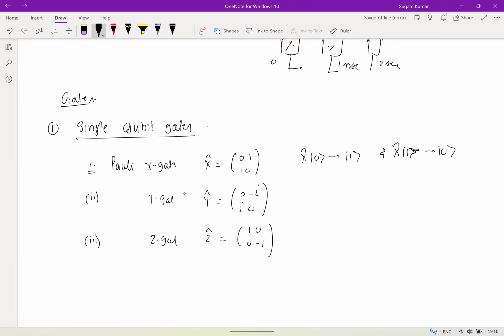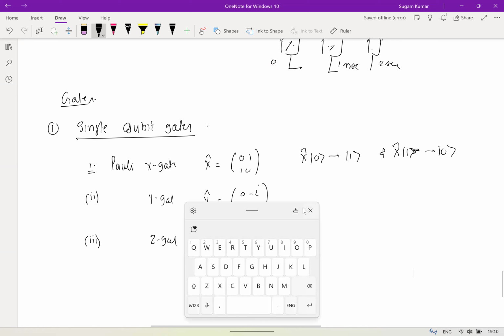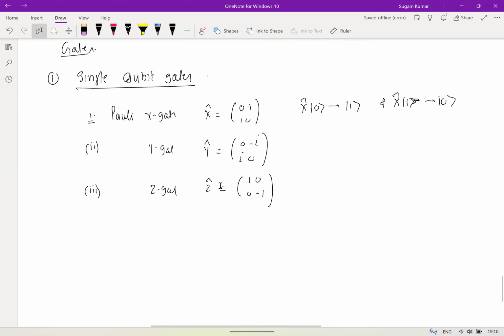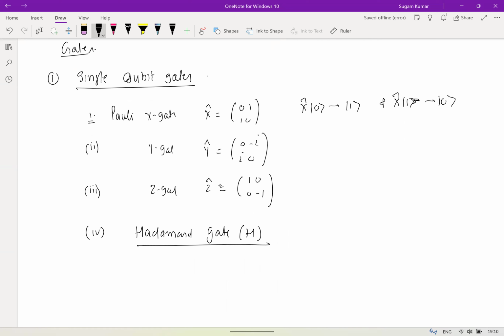Clear to everybody? Yes, sir. Similarly, you can think about Y also. You can just write down for the Y and Z, everything. And I can mention a few more gates. Now, another very important gate is called the Hadamard gate. The symbol we use is H, very important in quantum computing. And I will tell you how to realize this also.